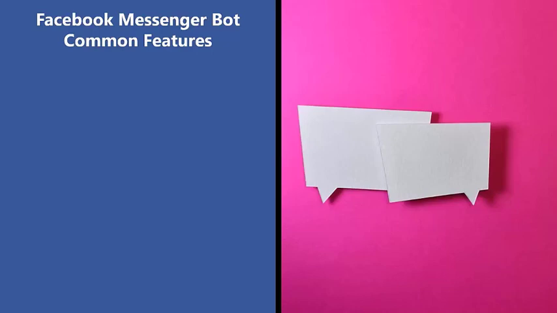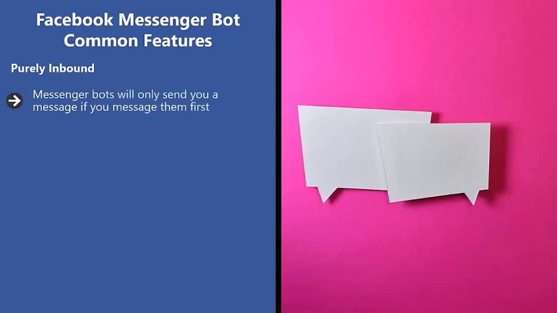Facebook Messenger bot common features. There are many different types of Facebook Messenger bots currently in existence, but regardless of their seeming differences, they do have common features. Purely inbound. Messenger bots will only send you a message if you message them first. If somebody goes to your Facebook page and clicks on the messenger icon because they're interested in your online catalog or your service description, they can click the messenger button and leave a message. In other words, they initiate the relationship. You don't use your bot to message people who have no prior relationship with you. It's all inbound, not outbound.